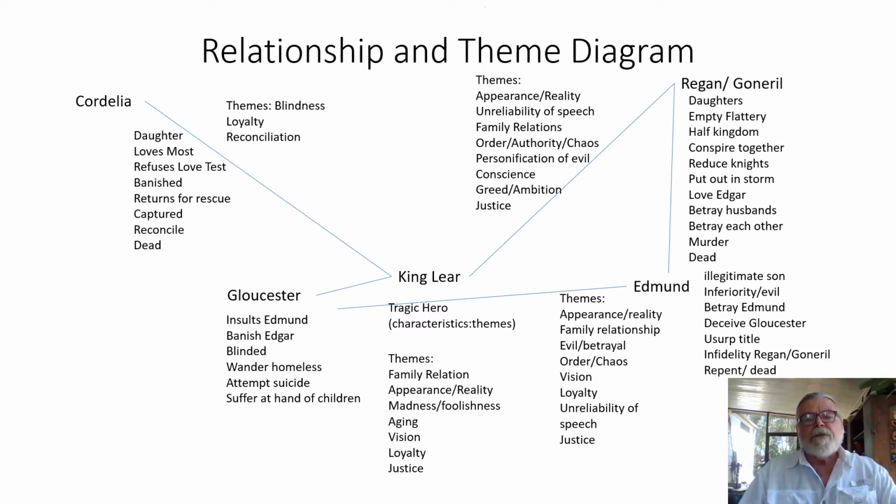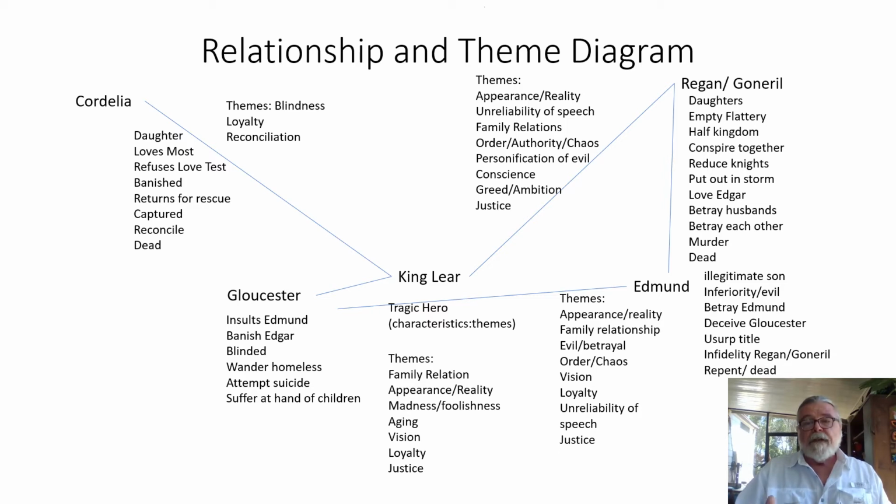So we started off with Cordelia. I put a little description or ideas about the plot. The daughter loves him the most, refused the love test, banished, returns for rescue, captured, reconciled, and dead. High-level overview of Cordelia's actions in the plot. And next to it, I put the themes. What themes were developed through the interaction between King Lear and Cordelia?